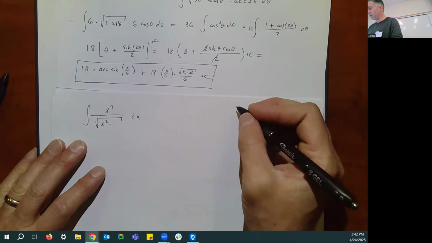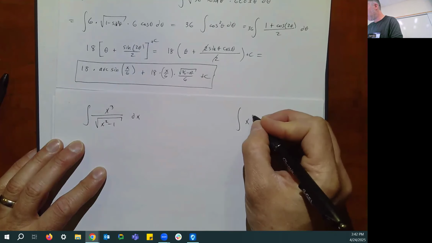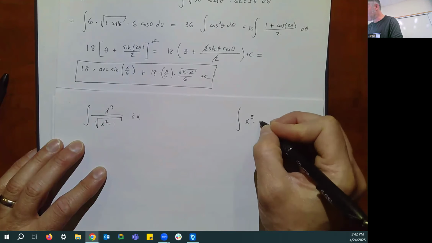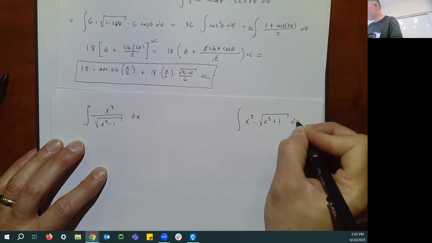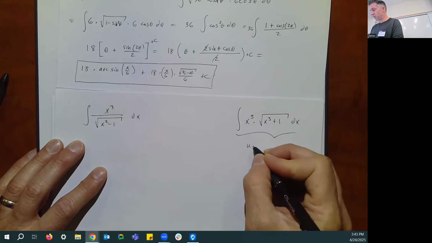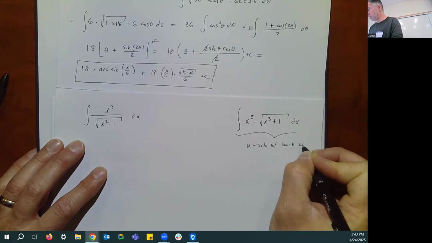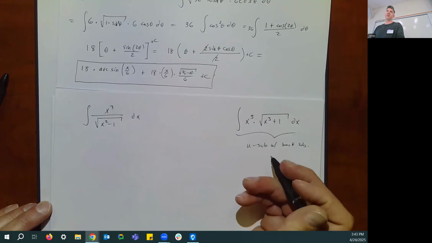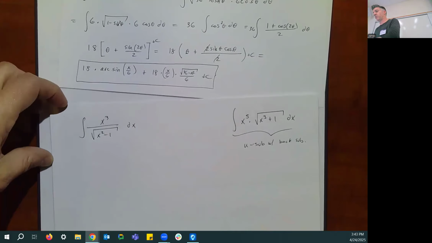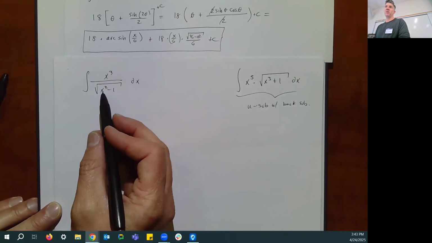In a similar way, if you had something like the integral of x to the 5th times the square root of x cubed plus 1, this for sure would be a u sub with a back sub. You couldn't do a trig sub here because you don't have x squared, you have x cubed. You could probably make a trig sub happen if you really worked at it, but it would be sucky. So I would rather do a u sub with a back sub.